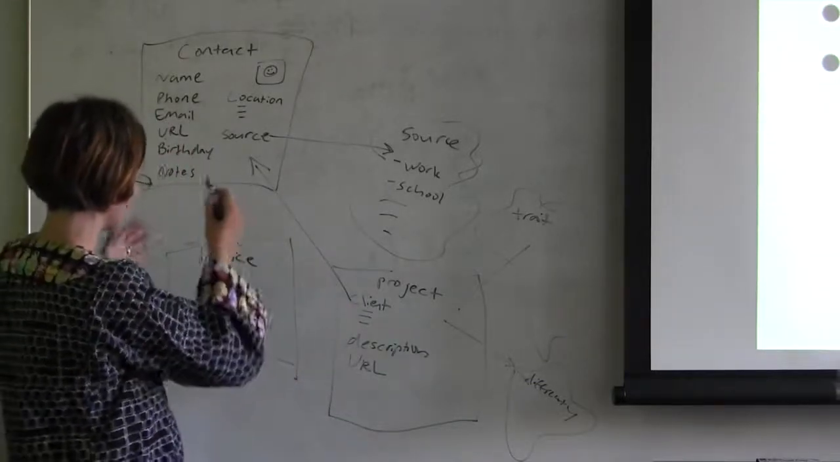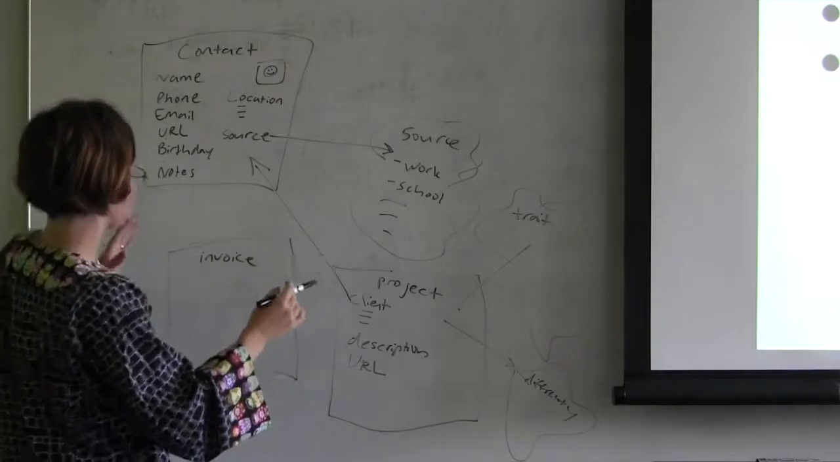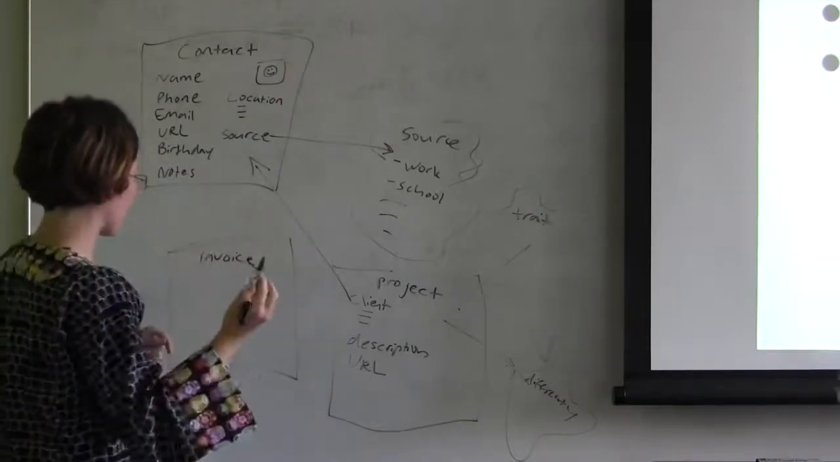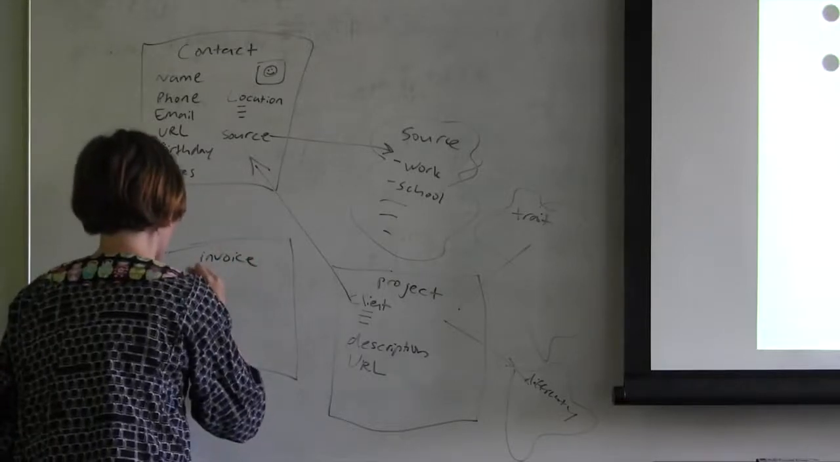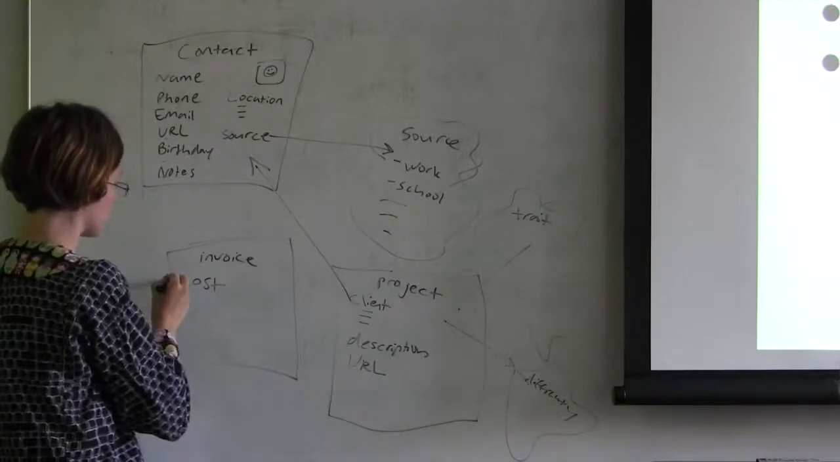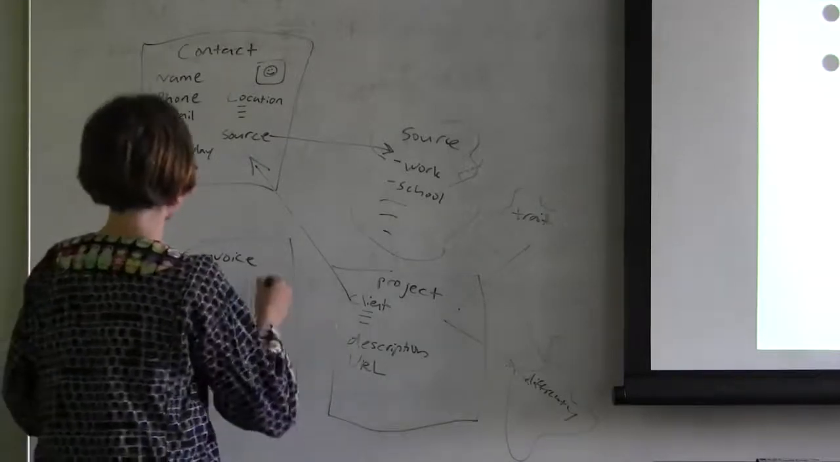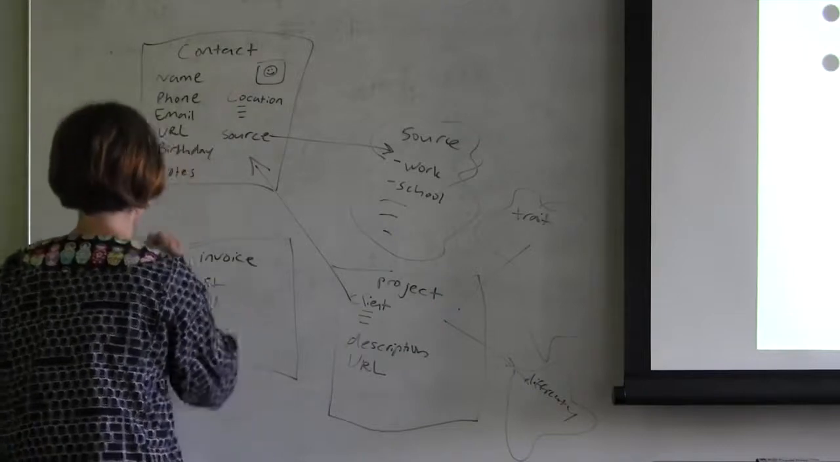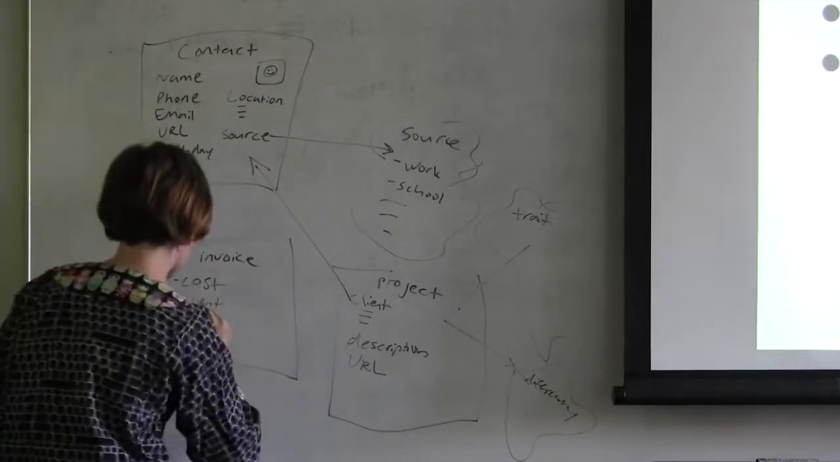You could have a URL here for what the project URL is, and then you can have our invoice, which is sort of a way to connect a person to a project with a specific dollar amount. So we can have cost, and that's going to be uniquely stored in this invoice, and then we'll have a pointer to client, and we'll have a pointer to project.